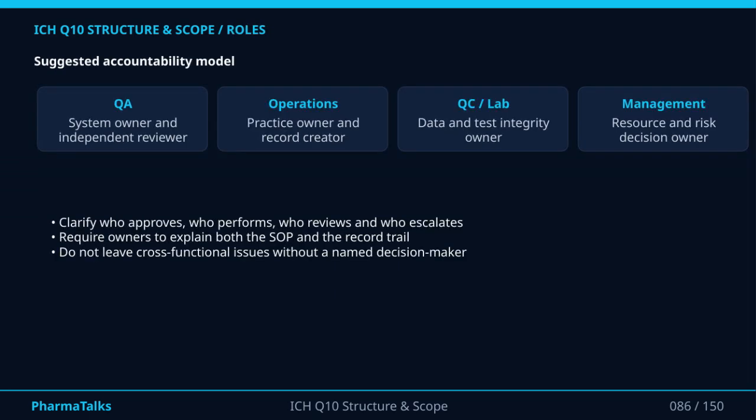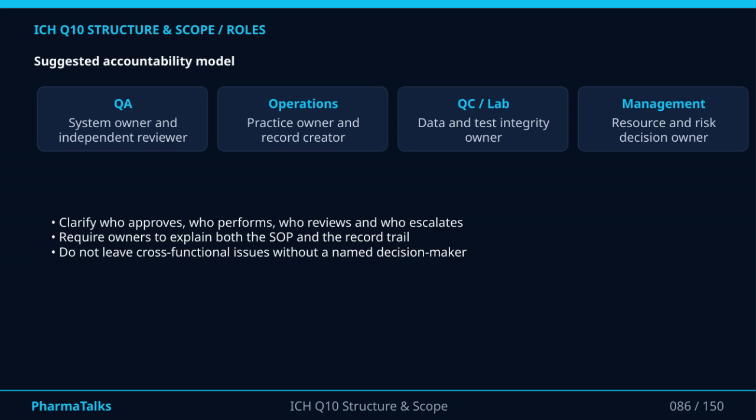On this slide, we focus on the ICH Q10 structure and the suggested accountability model within a pharmaceutical quality system. The key idea here is defining clear roles and responsibilities to ensure quality and compliance. For quality assurance, we have the system owner and an independent reviewer responsible for overseeing processes and providing objective evaluations. In operations, the practice owner and record creator are accountable for executing procedures and maintaining accurate documentation.